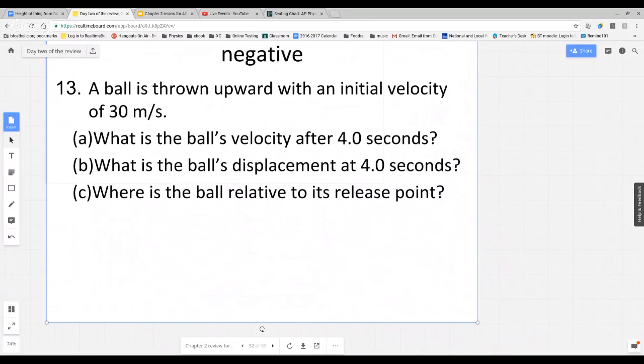13. Yes. Alright, a ball's going to be thrown up with a velocity of 30. This one is also very good for your future quiz. All right.